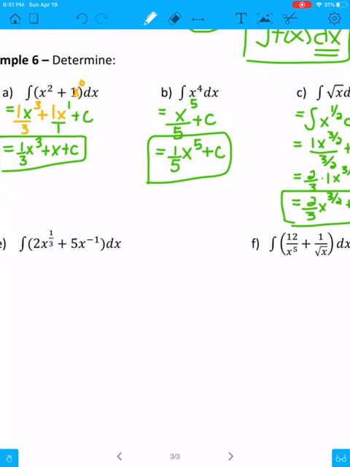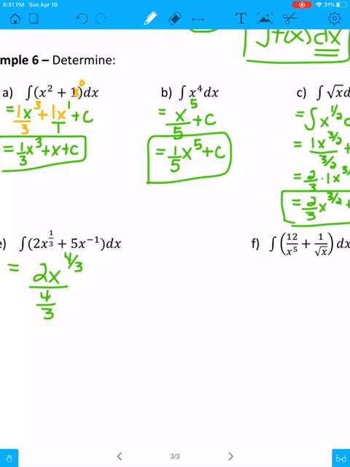Let's do the antiderivative of this. So we rewrite it. 2x to the 1/3, add 1, so you get 4/3. Then we divide by 4/3. Goodness, the writing is terrible.